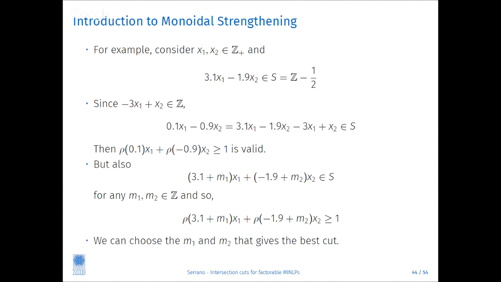Actually, we can do the same argument with any integer number there, right? And so we have an infinite number of cuts here, and one of them is going to be the best. So then one can choose the best. So this is the idea of monoidal strengthening.